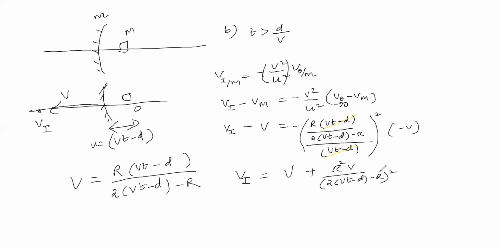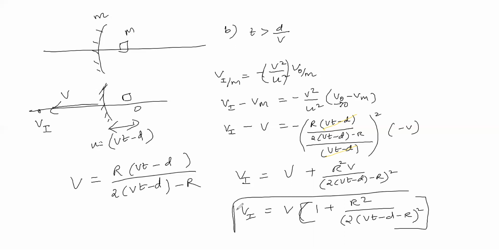Now we can take v as common, so the velocity of the image is equal to v into 1 plus r square divided by 2 into vt minus d minus r, the whole squared. So this is the answer for the velocity of the image.